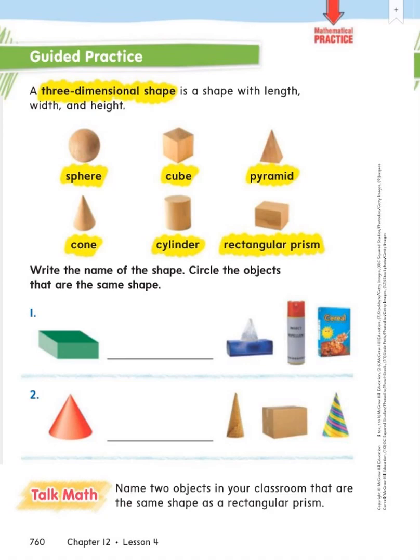And I'm looking at the middle of the page now, and try and read along with me. Write the name of the shape. Circle the objects that are the same shape. So if you look at number 1, what shape is that? And even though you probably see a rectangle right there, this is not a rectangle. Pause here and try and do numbers 1 and 2.